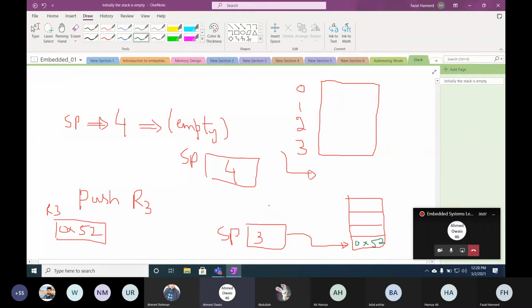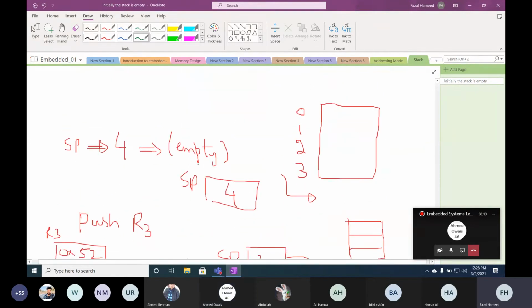Sir, actually this should not be decremented because we are going from a higher location to a lower one. Actually, let me explain the reason. If you initialize it with 3, then this 3 will be wasted. Because it is register indirect with pre-decrement, it will be pointing to 2. So the first element will be inserted at location 2.